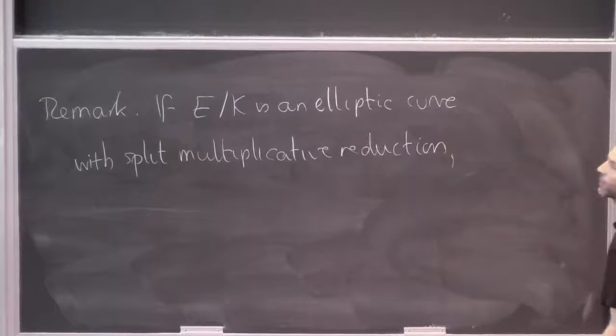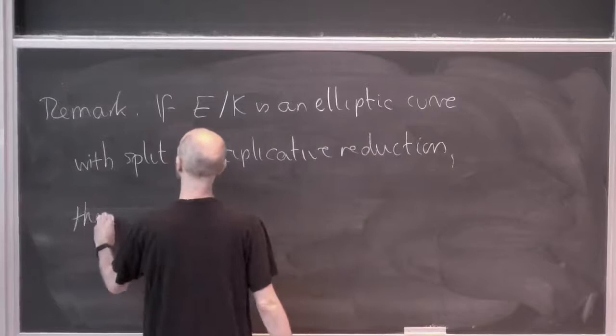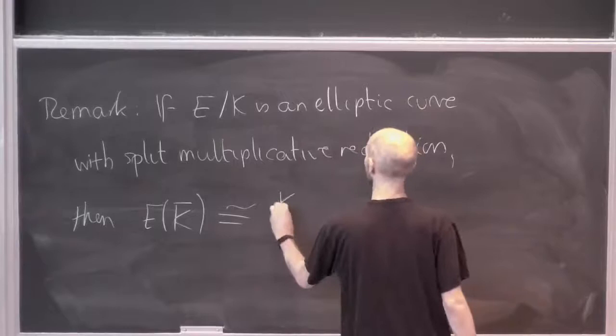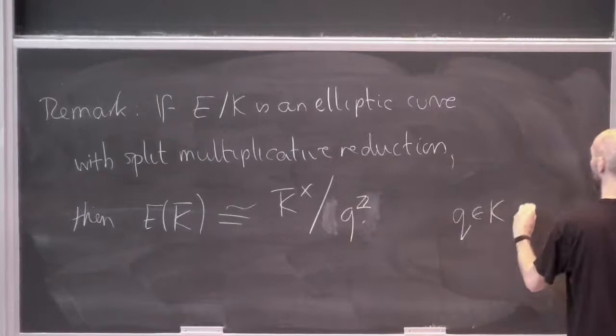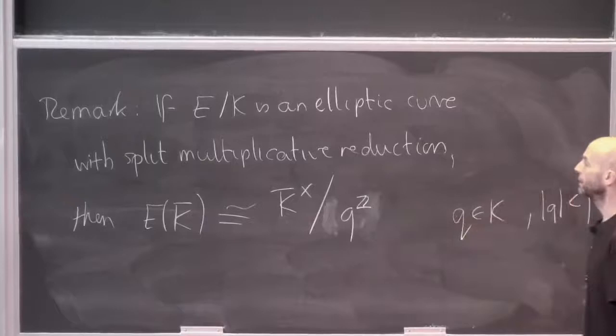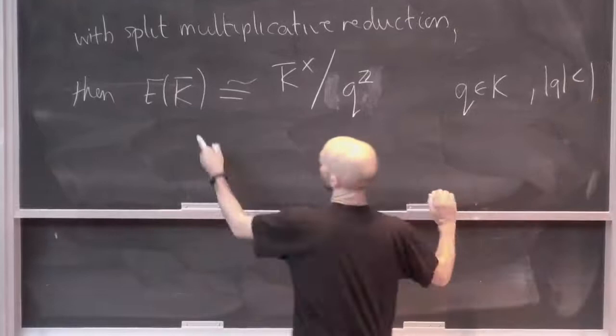if you have an elliptic curve over the complexes, then you can uniformize it, right? An elliptic curve over the complexes is the complex numbers modulo a lattice. So it turns out an elliptic curve over a p-adic field, if it has split multiplicative reduction, you can also uniformize it. Then E of K bar is almost canonically isomorphic to K bar star modulo q to the Z, where q is in K with norm of q less than 1. So this is the multiplicative group, and this is some crazy subgroup isomorphic to Z. This is not q the finite field, this is just some random q. And from this you can work out the Tate module.